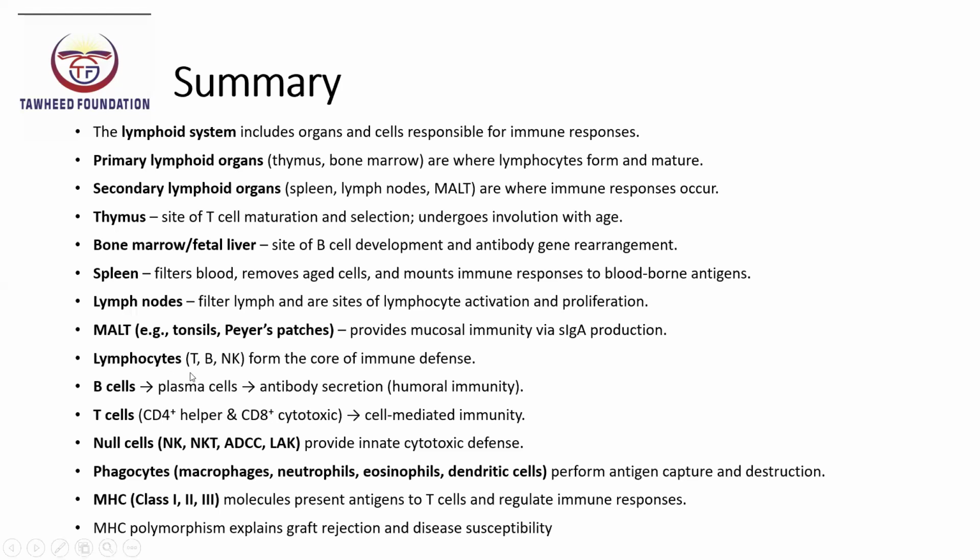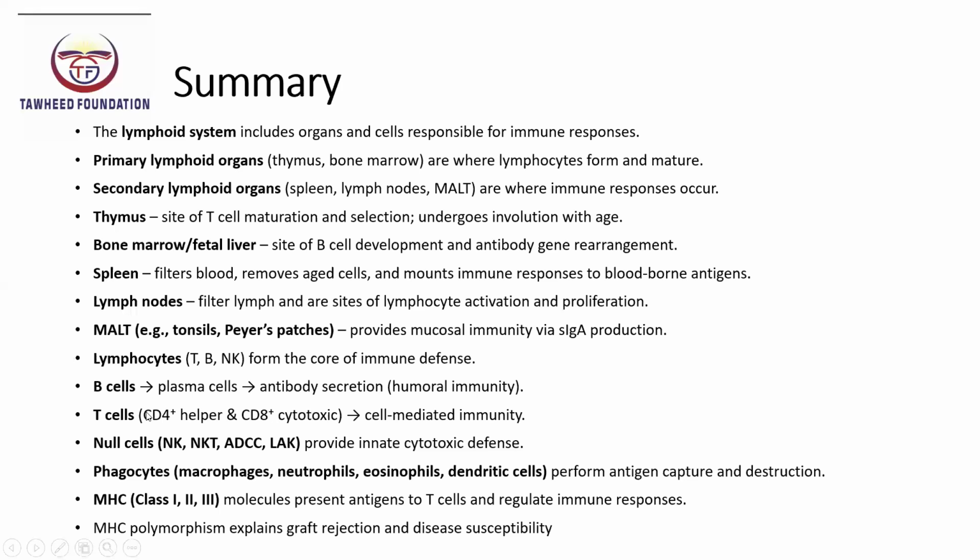Next is lymphocytes, the core of immune defense. The main immune cells are lymphocytes, which include T cells, B cells, and natural killer cells. They form the core of the immune system's defense strategy, recognizing antigens, producing antibodies, and killing infected cells. Together, they maintain immune surveillance throughout the body.